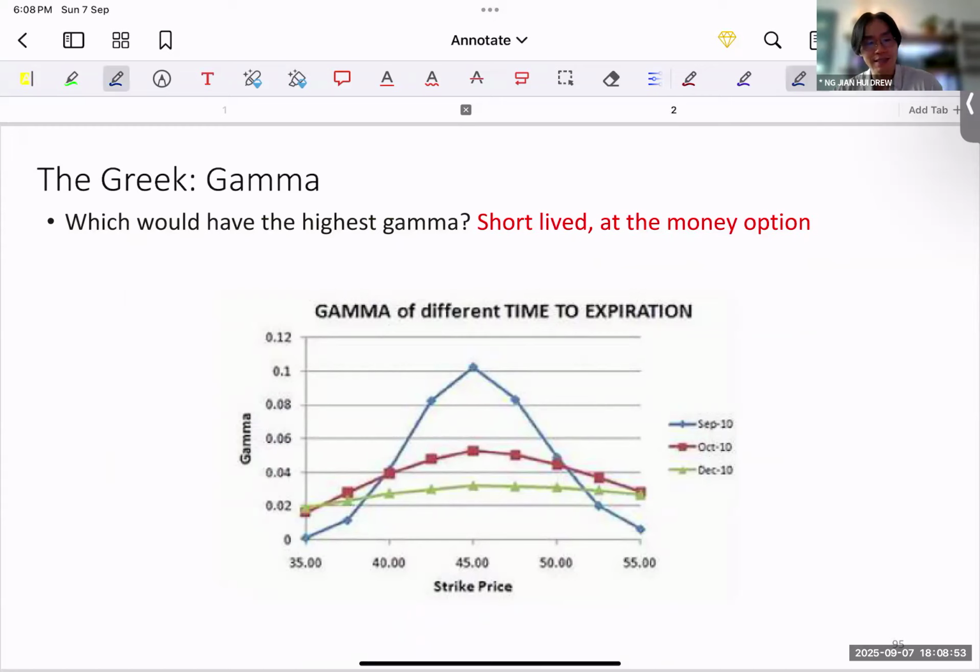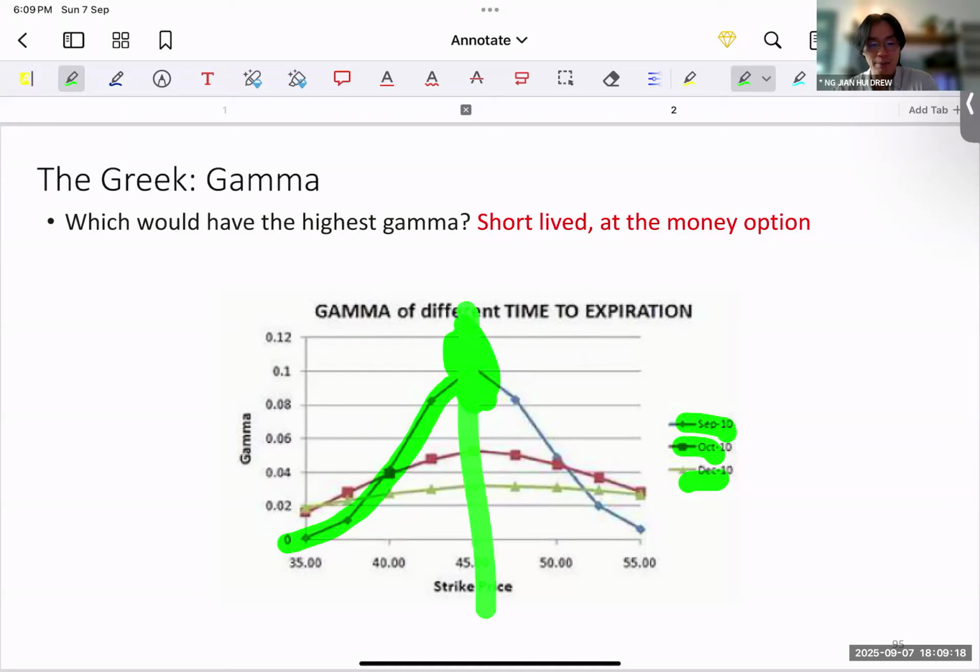So in this graph, we see the time to expiry, right? December, October, September. September is very close to expiry. Imagine now we are in July. So July to September is the shortest, and that's why we have the steepest profile of our gamma. And of course, it is the highest at the strike price of 45 if it is a 45 dollar call.